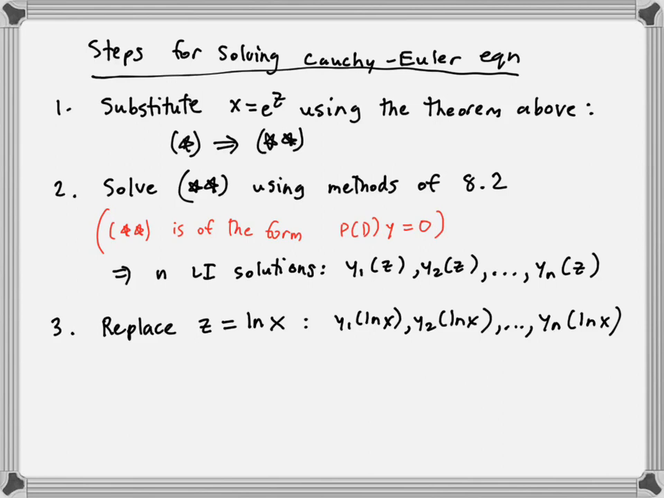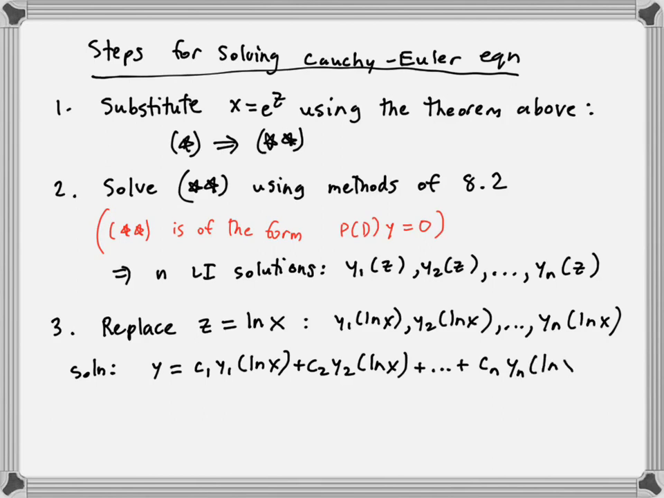And so what would your general solution be? Your solution would be c1 y1 of ln of x plus c2 y2 of ln of x plus all the way to cn yn of ln of x.